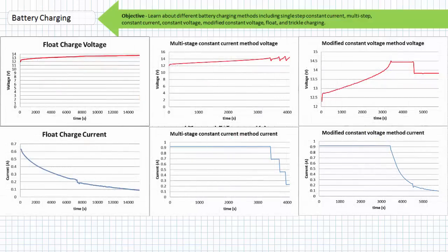Before we say goodbye, take one moment to consider the time differential not only between the different charge methods, but also between the discharge and the charge period. At the beginning of our experiment, we discharged 3 identical batteries over a period of only 28 minutes. It took the float charger close to 4.5 hours, the multi-stage constant current charger 63 minutes, and the modified constant voltage charger 73.5 minutes to return just a little bit more than we extracted.